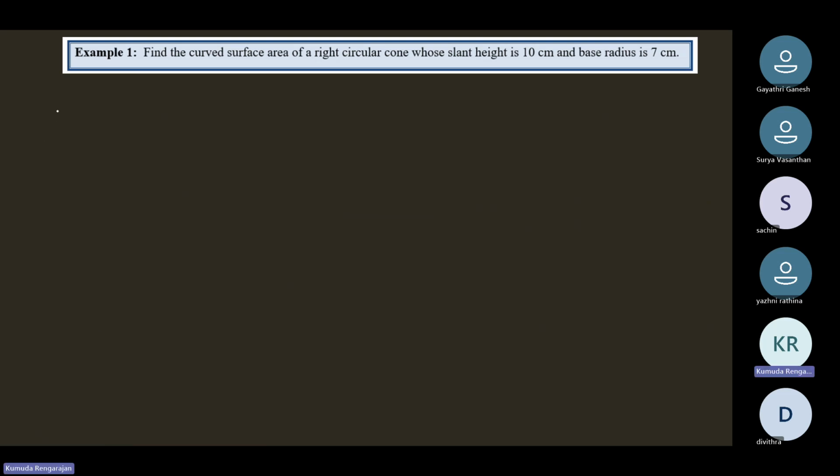So coming to the formulae, the cone we'll be studying is a right circular cone. I've shared my screen. Is it visible to all of you? And am I audible? Yes, ma'am. Okay. Right circular cone.